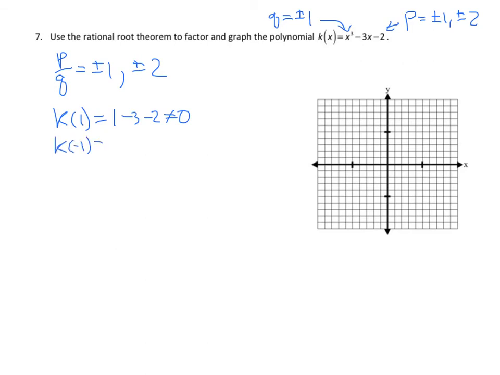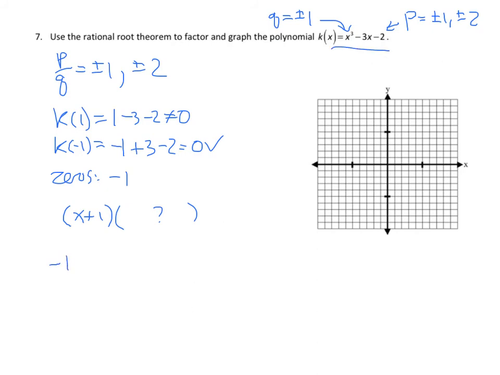Now I'm going to try negative 1. If I plug negative 1 in, I'm going to get negative 1 plus 3 minus 2. That does equal 0, so I found one of my zeros. So one of my zeros is negative 1. You could test positive 2 and negative 2 and see if those work and do it that way, but I'm going to use synthetic division to finish factoring the polynomial. If negative 1 is a 0, a factor is going to be x plus 1, and I want to figure out x plus 1 times what. So I divide k of x by x plus 1.